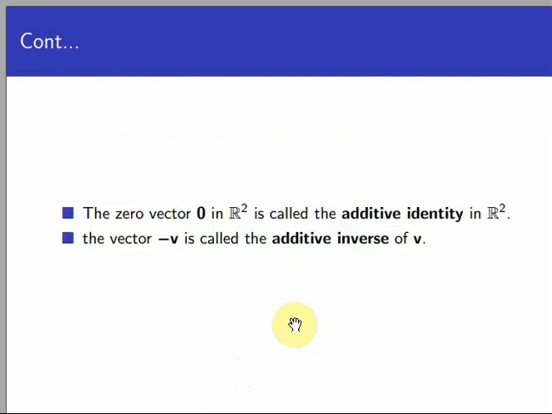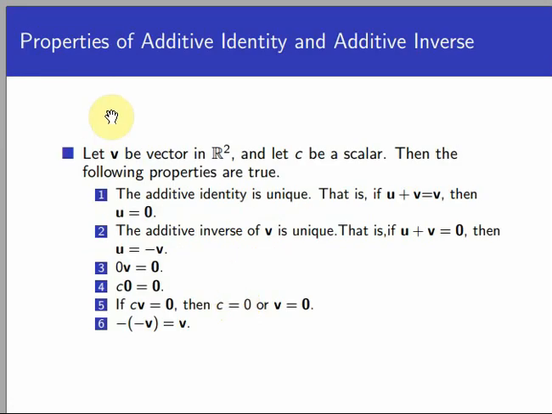Okay, the zero vector in R2 is called, as we said in the properties of vector addition and scalar multiplication, the additive identity in R2. The vector negative v is called the additive inverse of what? The additive inverse of v. These are the properties of the additive identity and the additive inverse.